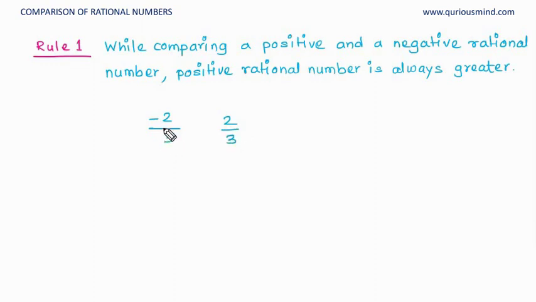I know this is a negative rational number, this is a positive rational number. Positive rational number is always greater. If I want to compare 2 upon minus 3 and minus 2 upon minus 3, again I know minus 2 upon minus 3 is actually a positive rational number because I can cancel out the signs here. So this is a positive rational number, whereas 2 upon minus 3 is a negative rational number, and hence the positive rational number is always greater. So very easy rule.